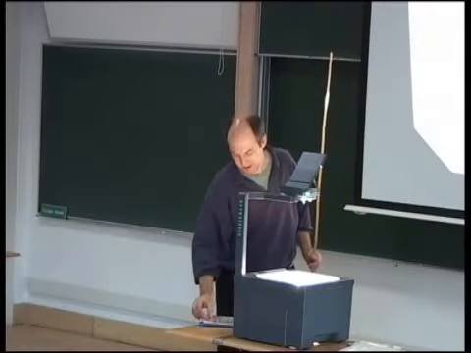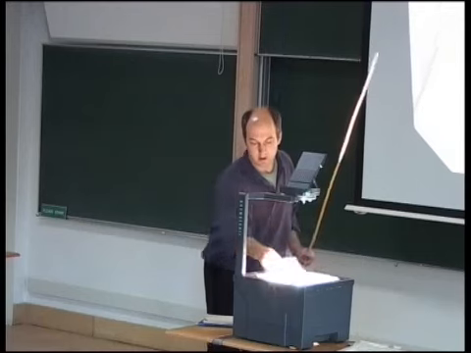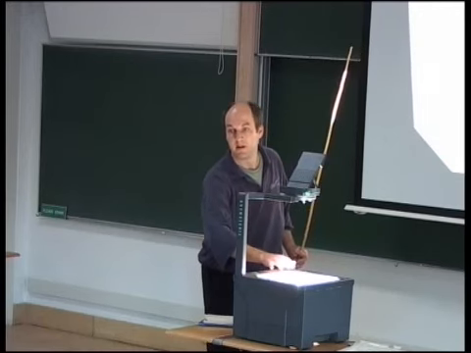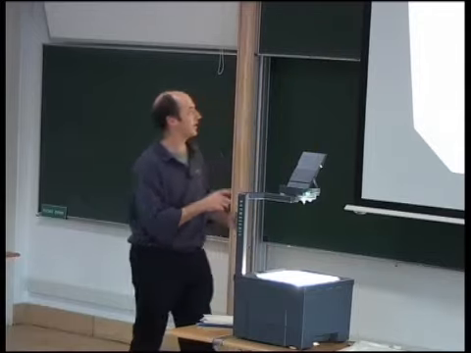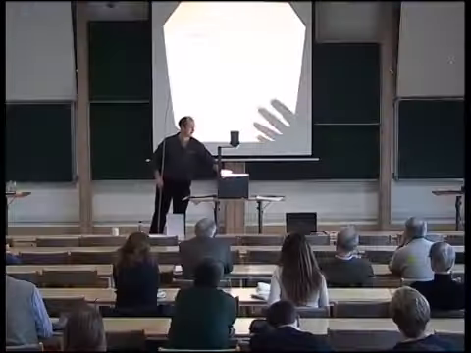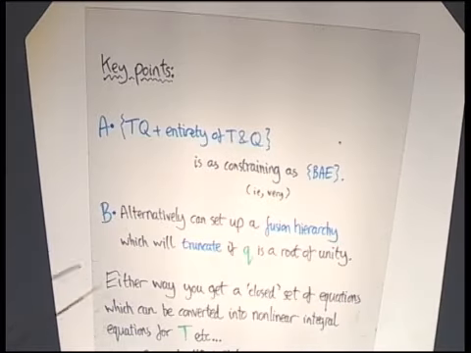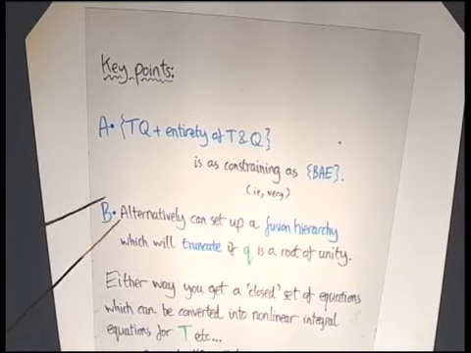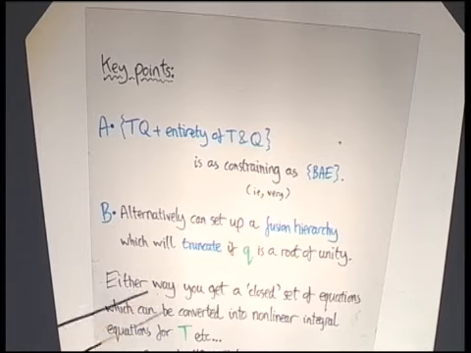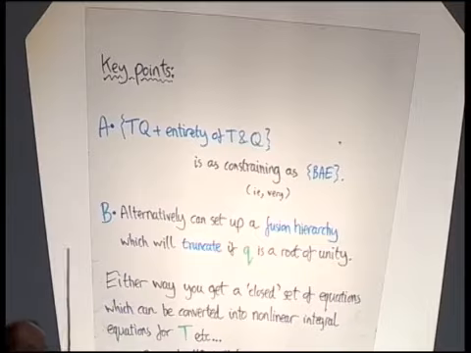So, what are the lessons from this? Is this something simpler to solve than directly the vector equation? It depends. I'll give a little bit of advertisement for this here. So two things to take from this. If you've got the TQ relation, the entirety of T and Q, that's the same as the Bethe ansatz equations in some sense. So it's as constraining as the Bethe ansatz. Or alternatively, you could set up one of these fusion hierarchies, which would then truncate when Q is a root of unity. And either way, you get a closed set of equations, and you can convert those into these nonlinear integral equations that people talk about when they're solving these models.